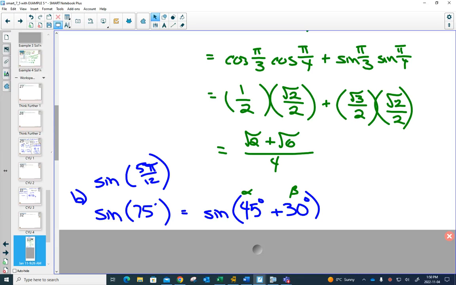So now, there's your alpha. There's your beta. Which one are we looking for? The sine alpha plus beta formula. So you go to your formula sheet. Sine alpha plus beta is sine alpha cos beta plus cos alpha sine beta.